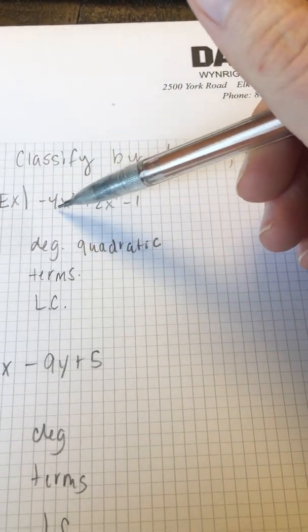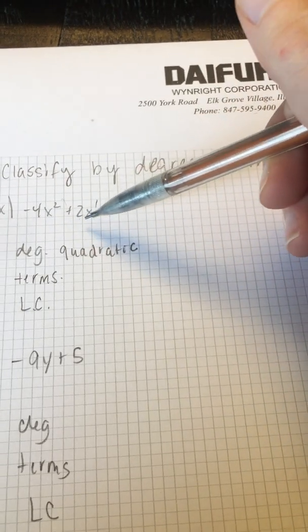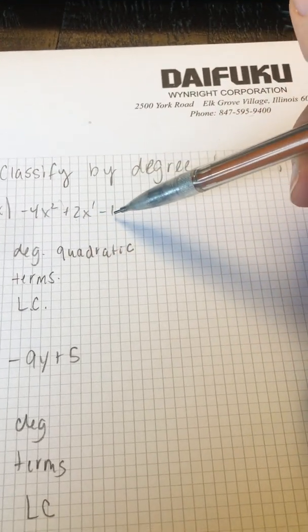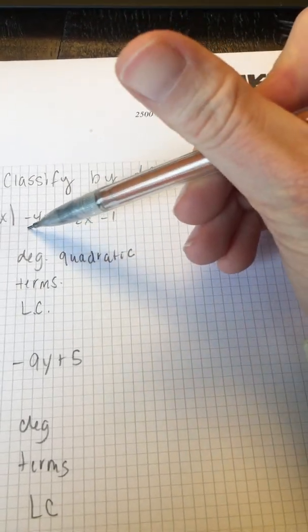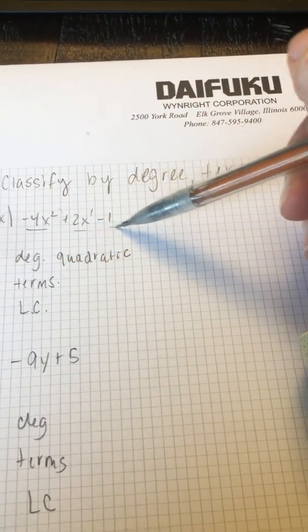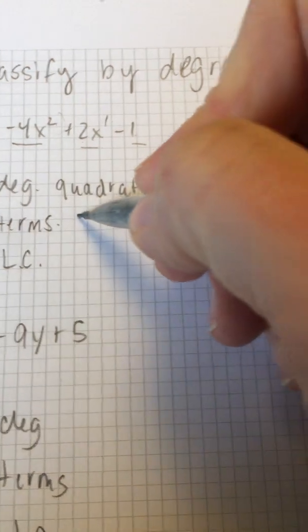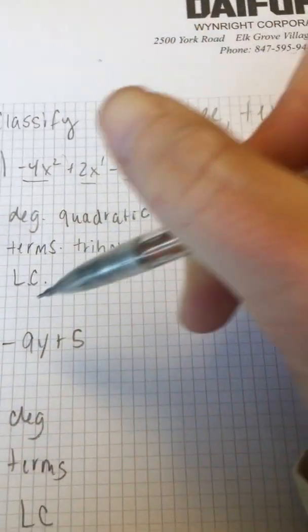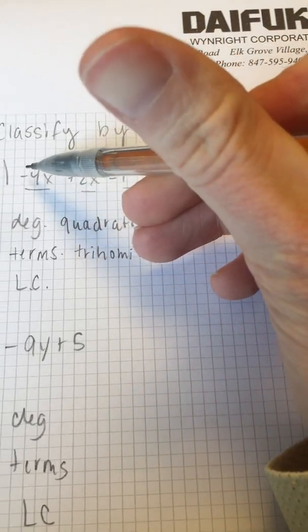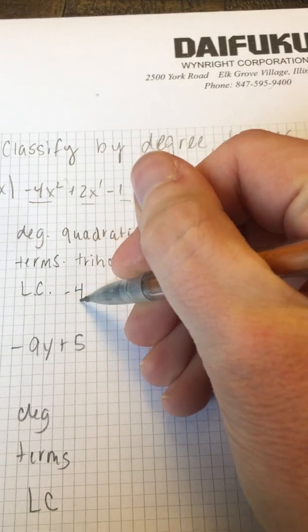Okay, so then terms, remember, it's a number, a letter, an exponent. That's a term. A number, a letter, an exponent. That's a term. A number, a letter, exponent. That's a term. I see 3 terms here. 1, 2, 3. The word we use for 3 terms is trinomial. In my paper, I'm going to write trinomial. The leading coefficient, we said, if it's in standard form, it's literally only the first number that you see. The first number we see is -4.